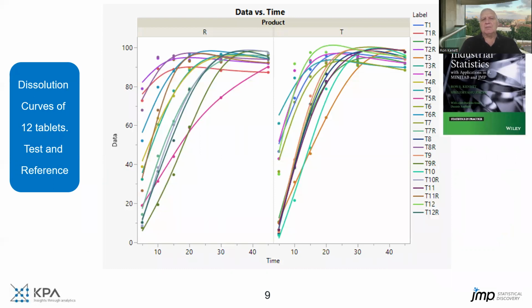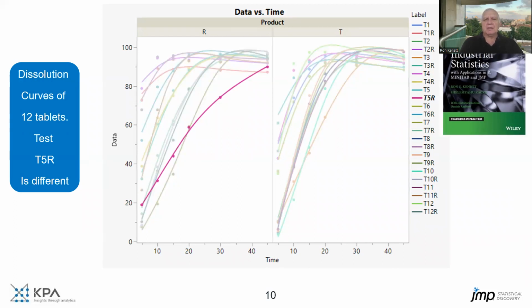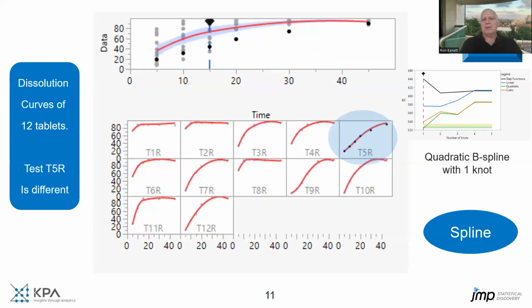So if we look at the dissolution curve in the Graph Builder, these are splines that are tracking the data by tablet. We see visually there is a tablet that seems to behave a bit differently. The dissolution there is slower than the others, and it reaches the plateau towards the end. The other curves are quicker to reach the asymptote. If we use Functional Data Explorer on this data, here are the 12 dissolution curves. The curve that you noticed before is a bit different, is T5R, here it is. This is fitting a quadratic B-spline with one knot.